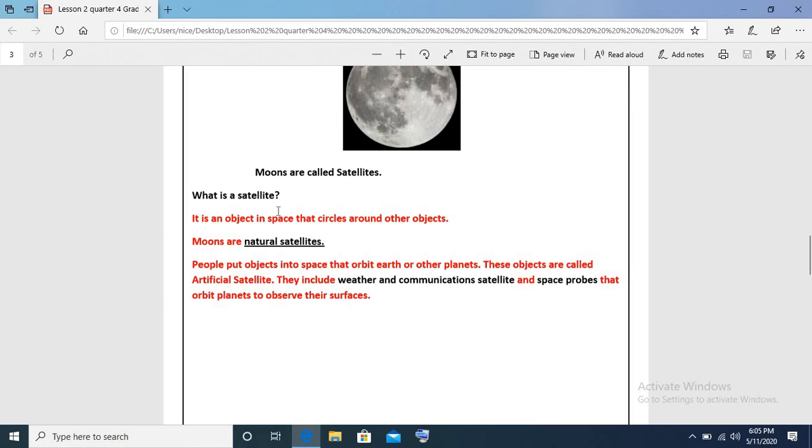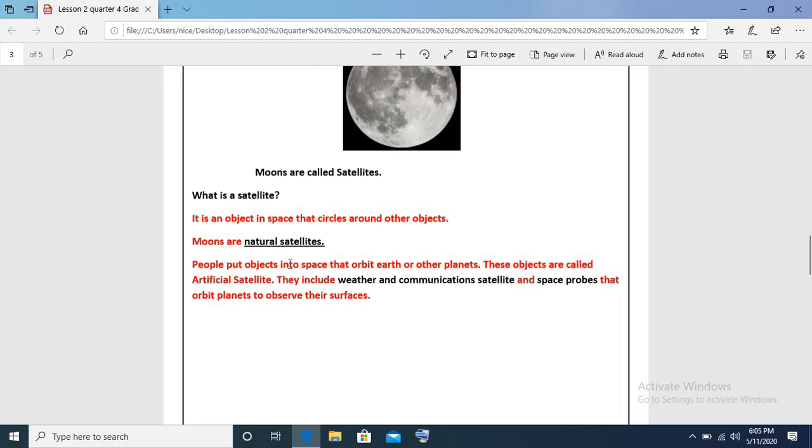So, what do artificial satellites mean? We said that a satellite is an object in space that circles around another object. We have 2 kinds of satellites, natural satellites and artificial satellites. The artificial ones, we said, are objects that people put into space that orbit the Earth or other planets. They revolve around the Earth or other planets, and these objects are called artificial satellites.